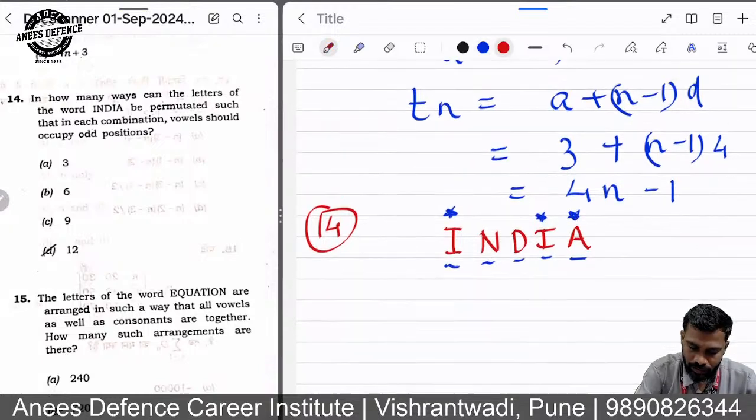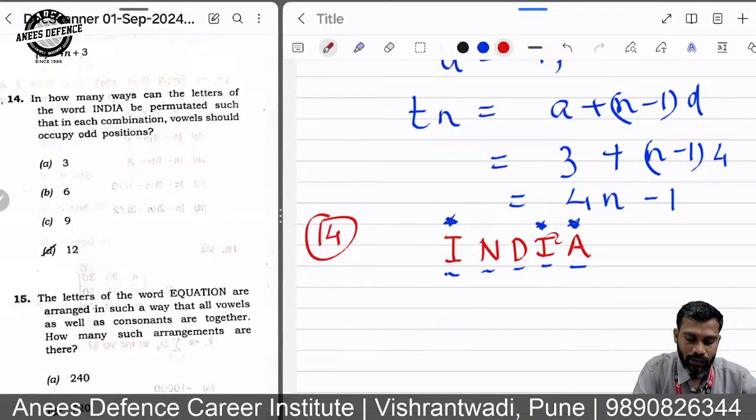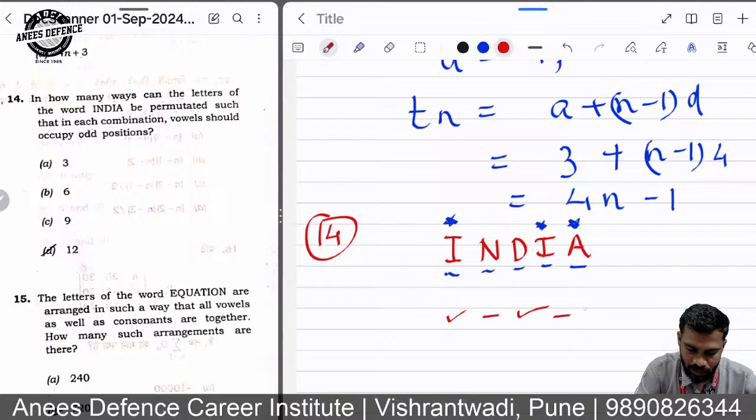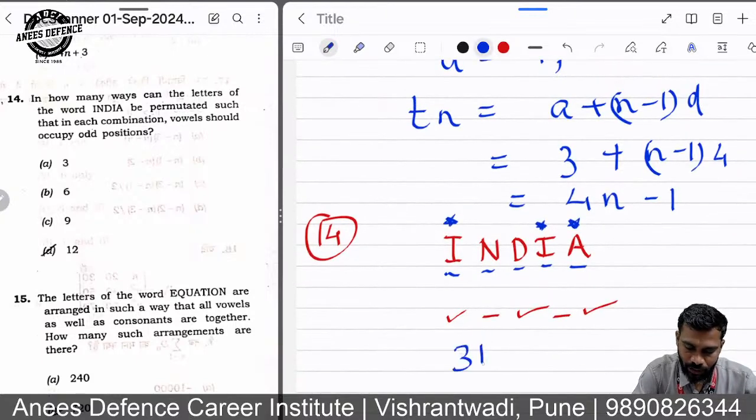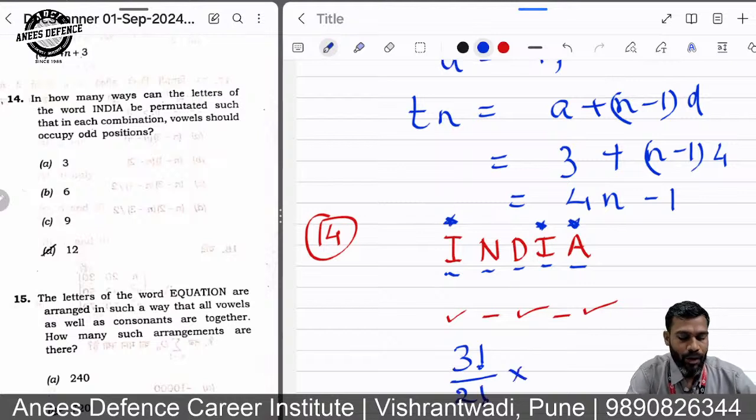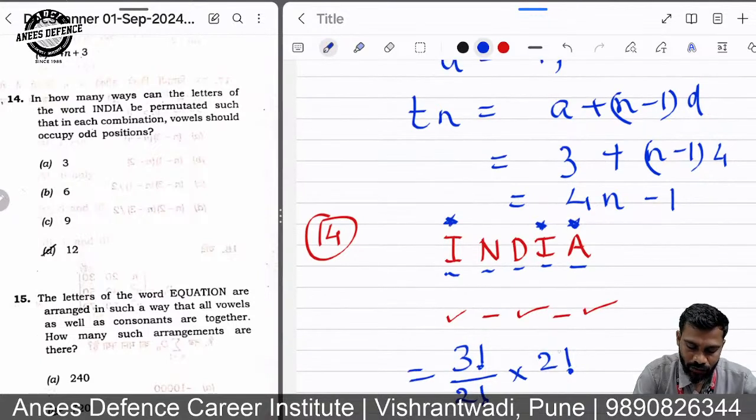So we have 3 letters to be permuted at 3 positions, right? So see, this one is the first position, this one is the third position, and this one is the fifth position. So in how many ways can we do that? 3 factorial by 2 factorial, right? Because the 2 I's are identical. Now, in the remaining positions, we have 2 consonants, N and D, which can again be permuted in 2 factorial ways. So if you simplify this, you will get 3 factorial, which is 6. So B is the right answer.